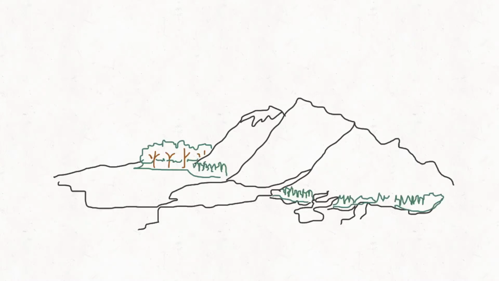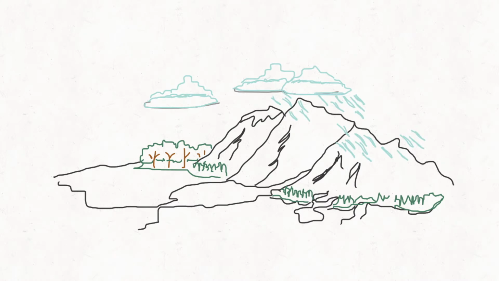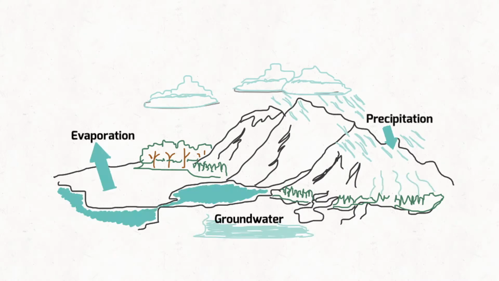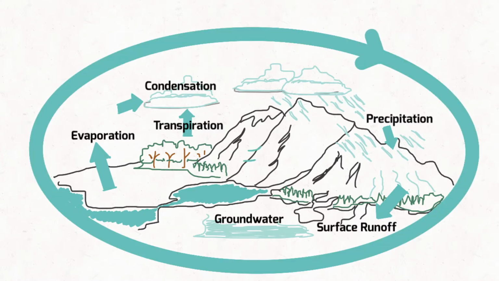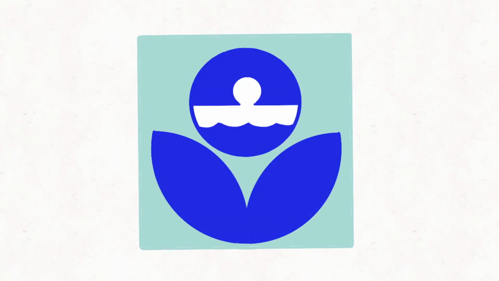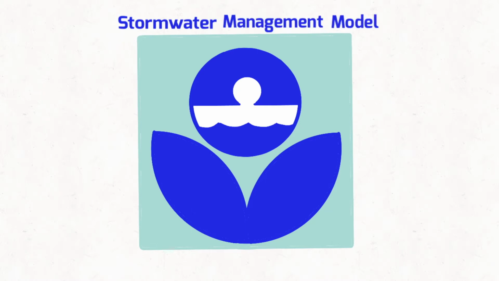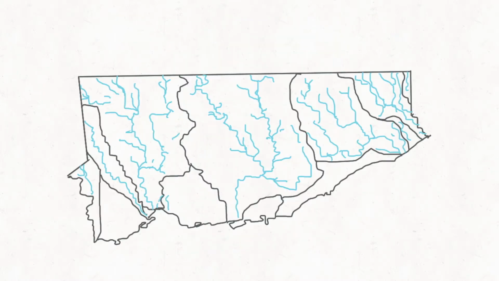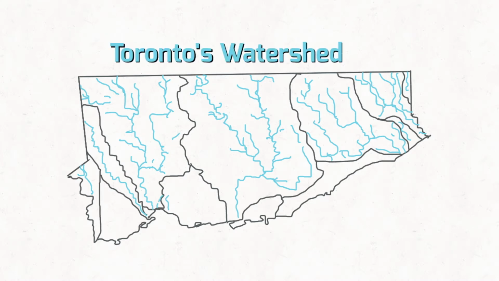With precipitation comes evaporation, groundwater replenishment, transpiration, surface runoff, and eventually condensation. This is the hydrological cycle, and this is what SWMM tries to simulate. SWMM is the most widely used numerical model for simulating urban runoff and drainage, and it stands for Storm Water Management Model. As you can imagine, all the details about a specific watershed are often unavailable or incomplete.